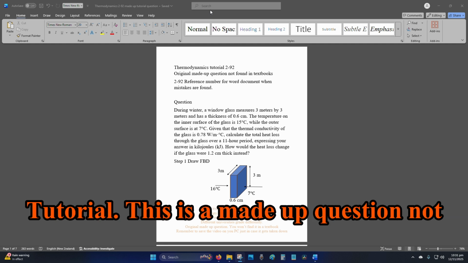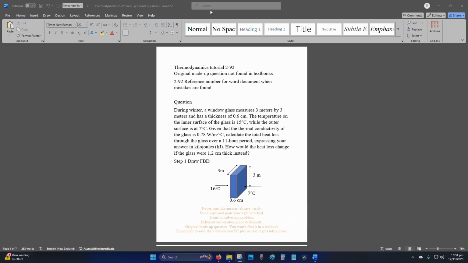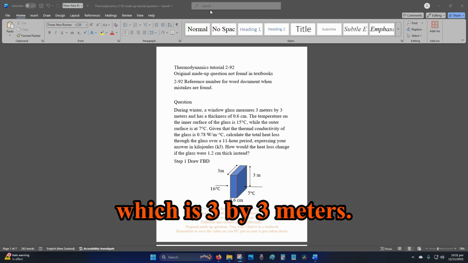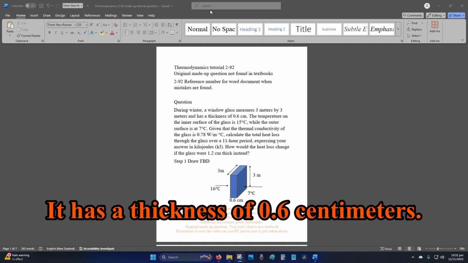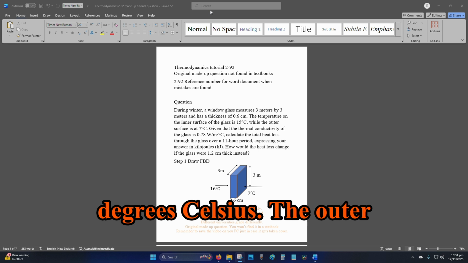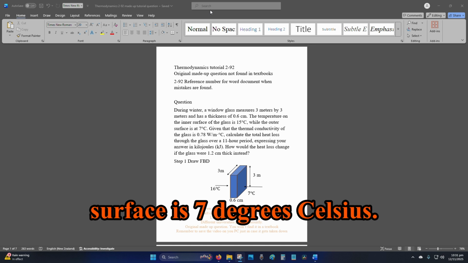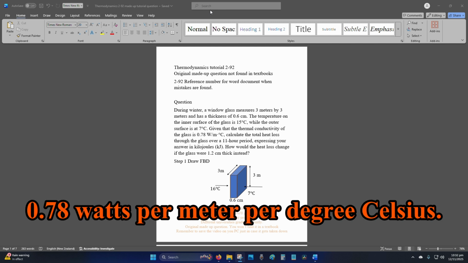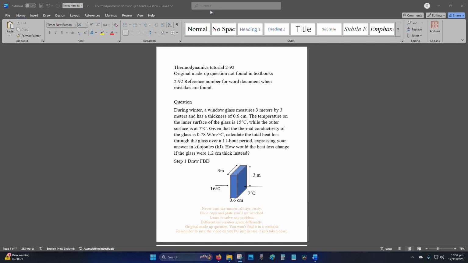This is a made-up question not found in your textbooks. We've got a glass window which is 3 by 3 meters. It has a thickness of 0.6 centimeters. The inner surface of the glass is 15 degrees Celsius. The outer surface is 7 degrees Celsius. The thermal conductivity of the glass is 0.78 watts per meter per degree Celsius.